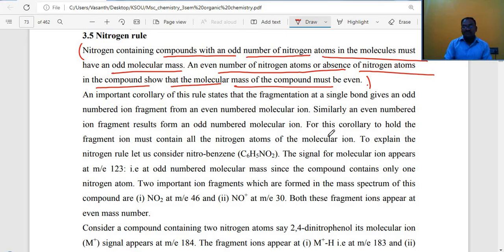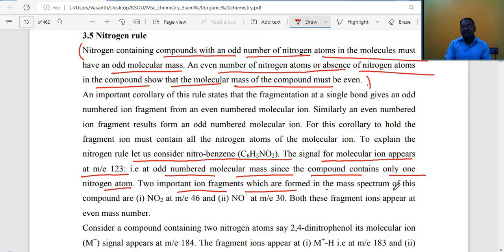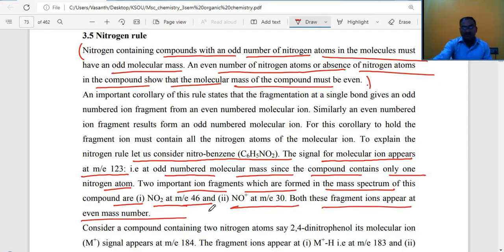We consider a simple example for that. To explain the nitrogen rule, let us consider nitrobenzene. In nitrobenzene, C6H5NO2, the signal for the molecular ion appears at m/e 123, an odd molecular mass, since the compound contains only one nitrogen atom. Two important ion fragments formed in the mass spectrum of this compound are NO2+ at m/e 46 and NO+ at m/e 30. Both these fragment ions appear at even mass numbers.